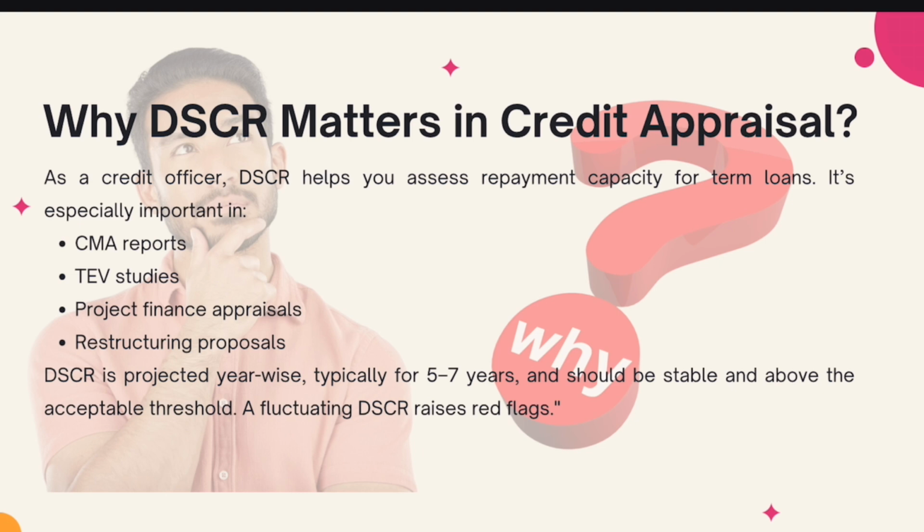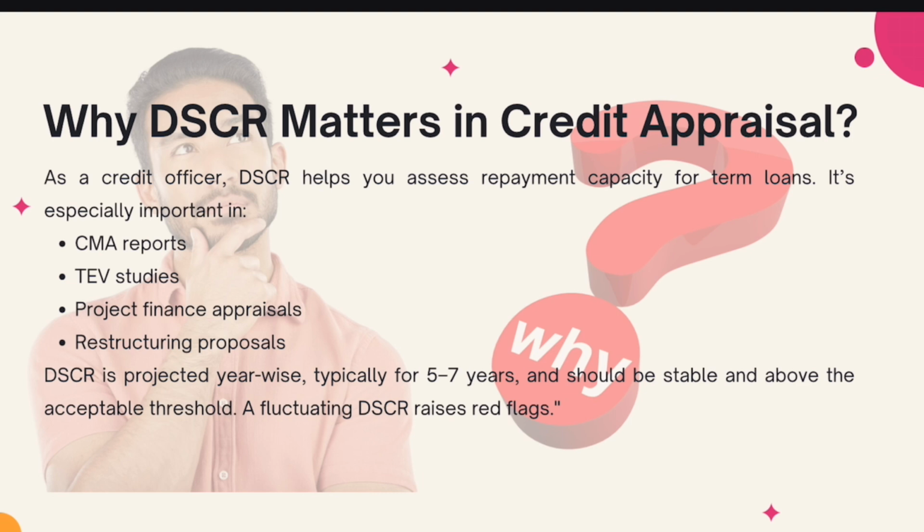Okay, now let's move to why DSCR matters in the credit appraisal. As a credit officer, DSCR helps you assess repayment capacity for term loans. It is especially important in CMA reports, TEV studies, project finance appraisals, restructuring proposals. DSCR is projected year-wise, typically for 5 to 7 years. In some cases, it goes up to 10, and maximum, I think in big industry, up to 15 years. And it should be stable and above the acceptable threshold. A fluctuating DSCR raises red flags.